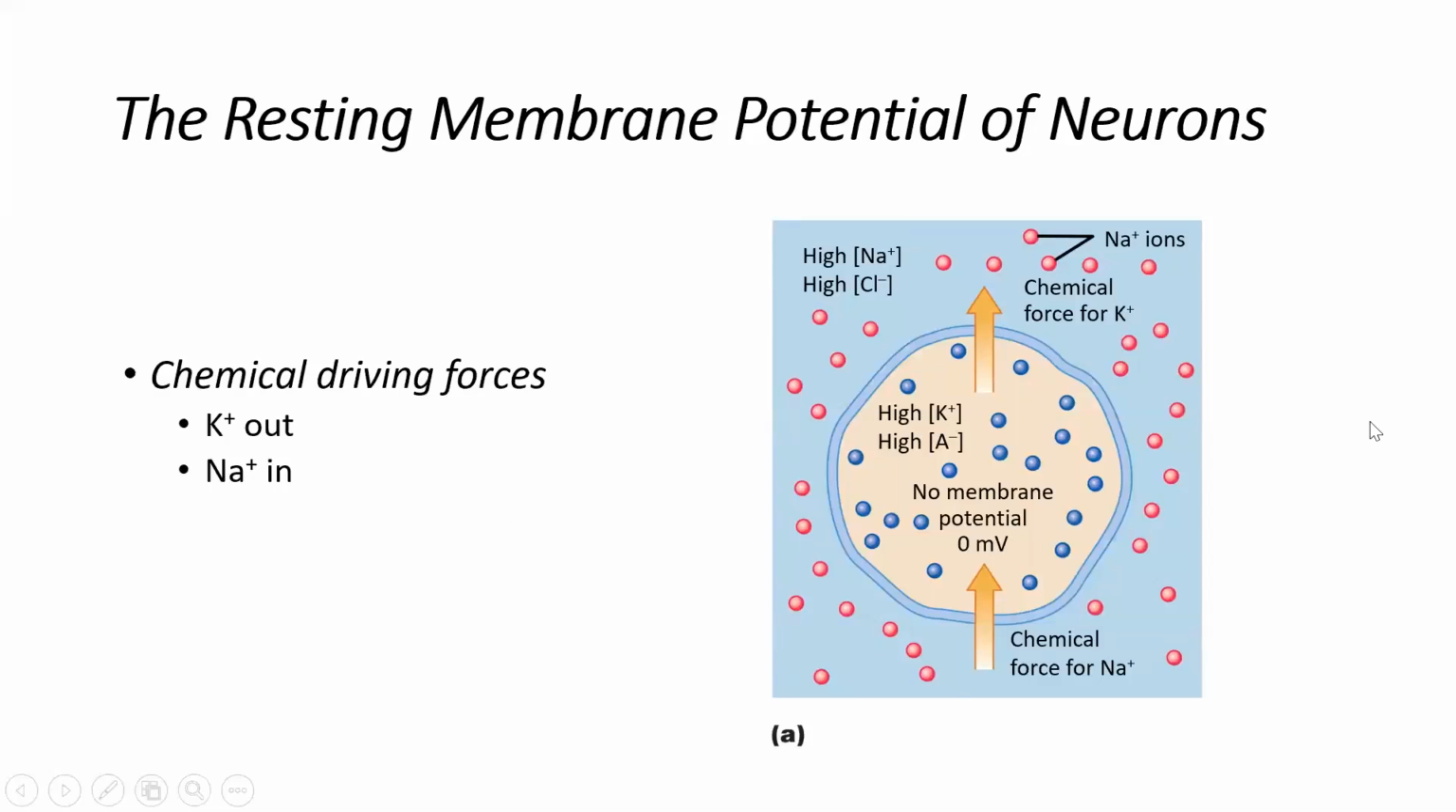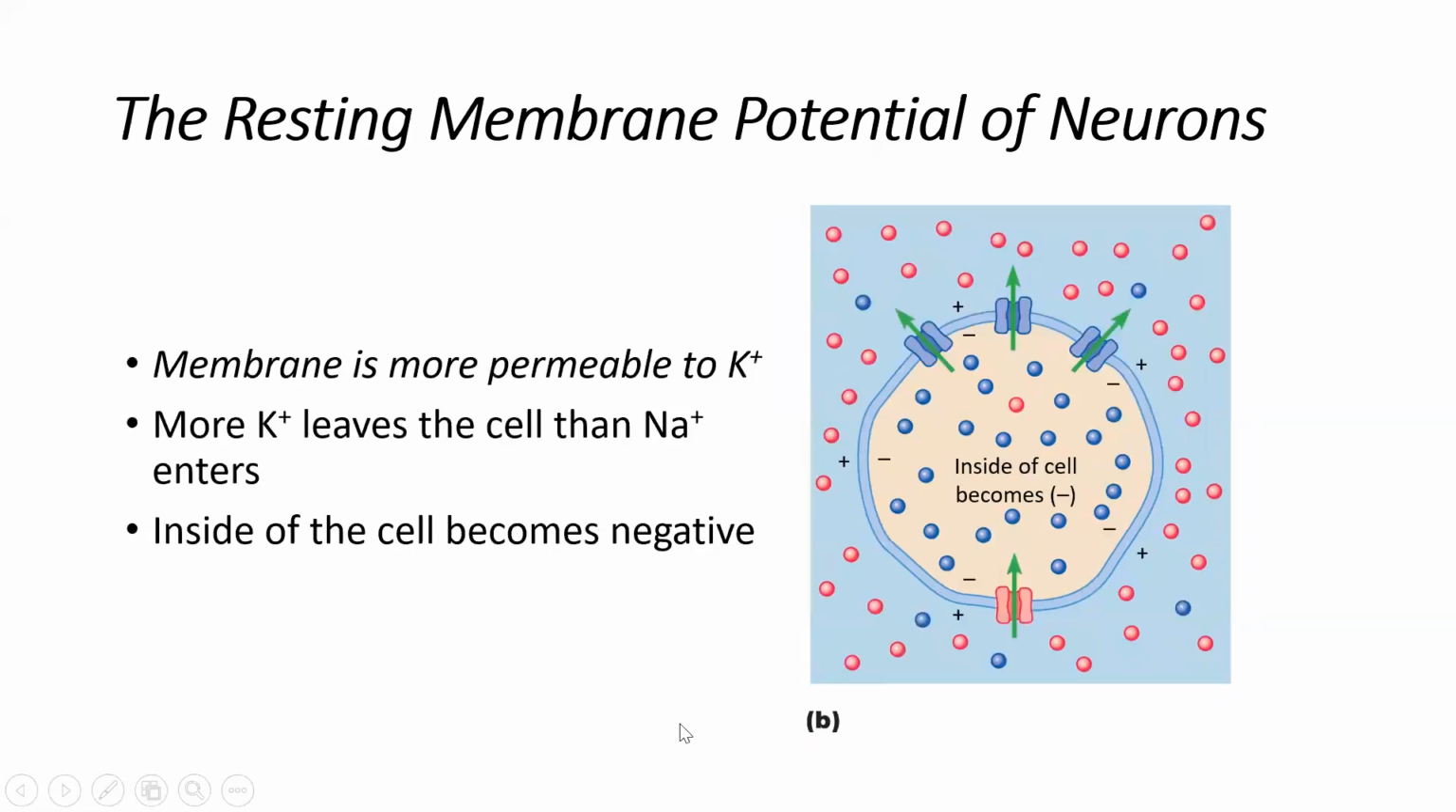So what we see when we put those two ions moving together is that there's a chemical force for potassium out of the cell, and a chemical force for sodium into the cell. Again, this is purely owing to the concentration gradients of these ions. And then we add the electrical forces here. But the electrical forces get a little bit more tricky, and I'll tell you why.